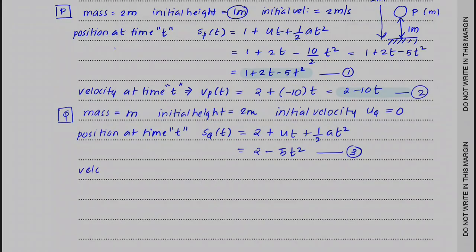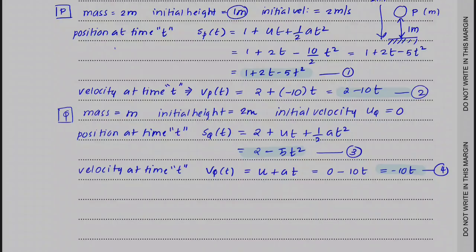And again the velocity at a time t, which is vq of t, is equal to, the expression is v is equal to u plus at. Here u is equal to 0, therefore 0 minus 10t, which is equal to minus 10t. Let it be expression number 4. Now we have 4 expressions.